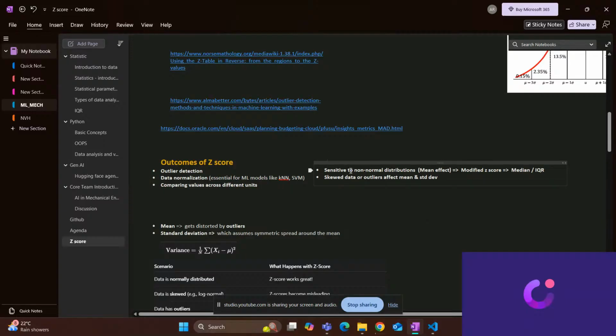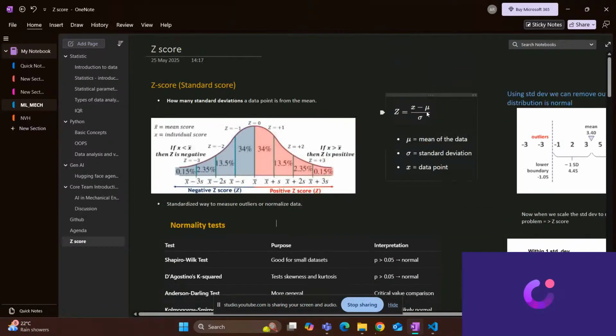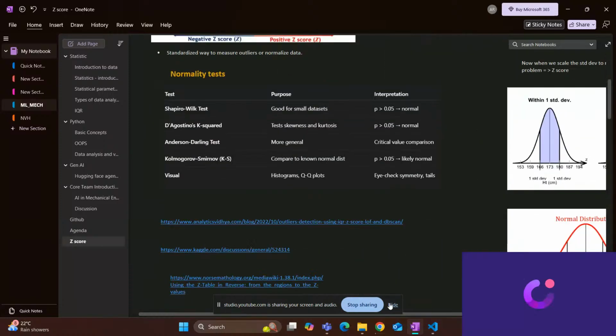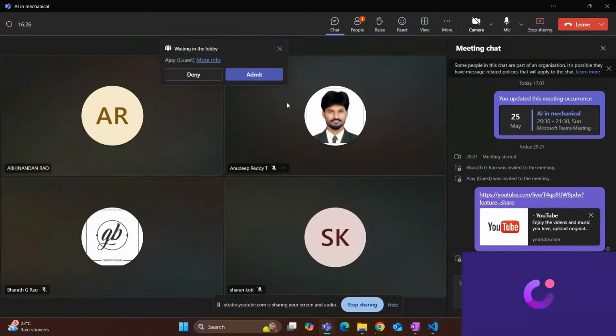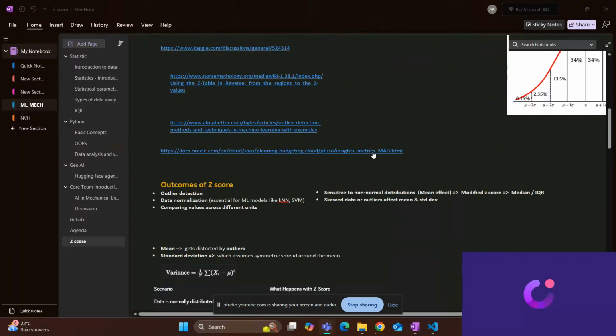The other point is that it is sensitive to the normal distribution. I mean, it is sensitive to the mean, because whatever we calculate is with respect to the mean here. So if the mean is affected by skewness, then the z-score will be affected by that too. It might give vague results, so that needs to be taken care of. So a normality test is a must.